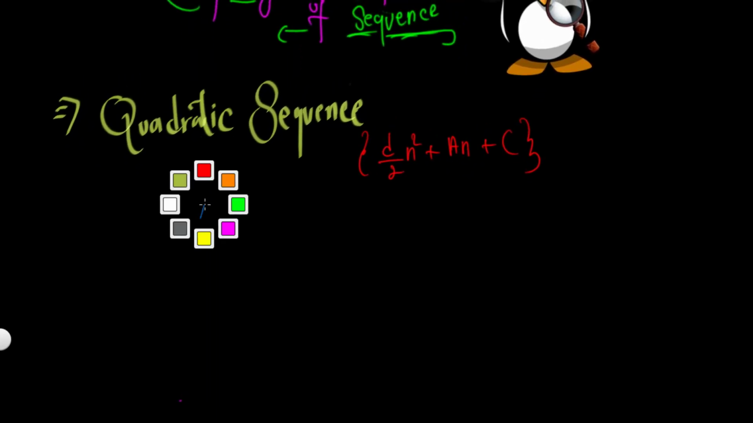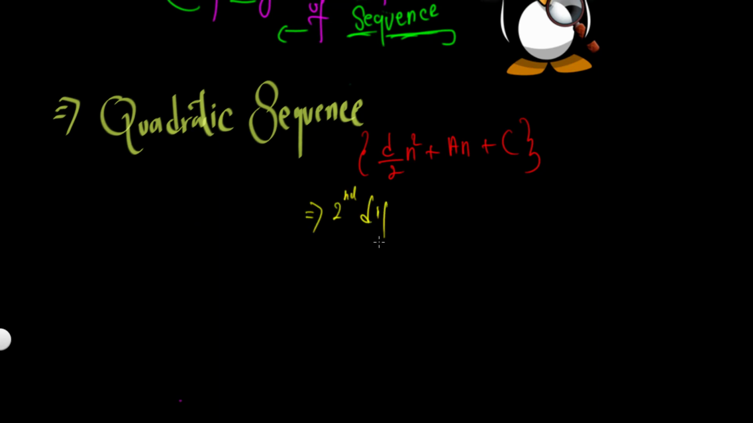Just a few basics first. We know that it's a quadratic sequence when the second difference is constant, when the second difference is the same. Second difference means that you subtract consecutive terms from each other, and then subtract those differences from each other, and you should get a constant. You'll understand better when we do a few examples.